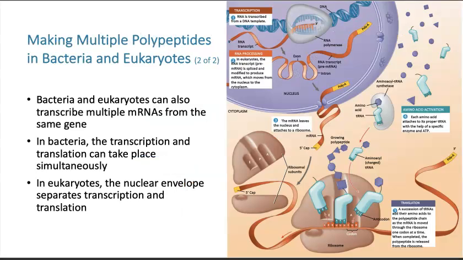So putting it all together, making multiple polypeptides in bacteria and in eukaryotes can involve transcription and translation of the same mRNA. Multiple RNA polymerases can read the DNA at the same time, making multiple mRNAs from the same gene. In bacteria, you can do translation at the same time. In eukaryotes, you've got to leave the nuclear envelope. Also, remember, you had to go through some RNA processing. You've got to add that cap and tail, splice out the introns, and join up the exons. But all of the translation in a eukaryote is going to happen outside of the nucleus, in the cytoplasm.